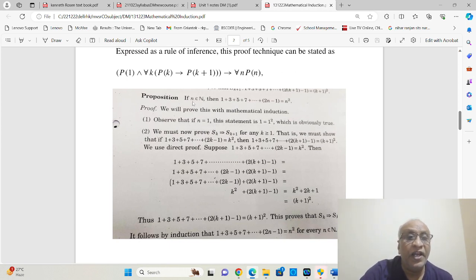Here n belongs to N, and these numbers are 1, 3, 5, 7, the odd numbers, and this is 2n minus 1 equal to n squared. Now, what we have to do, we have to first use the basis step. In the basis step, n is equal to 1. So, if n is equal to 1, n square also is equal to 1. So, 1 is equal to 1 square. So, our basis step is true. We have proved.